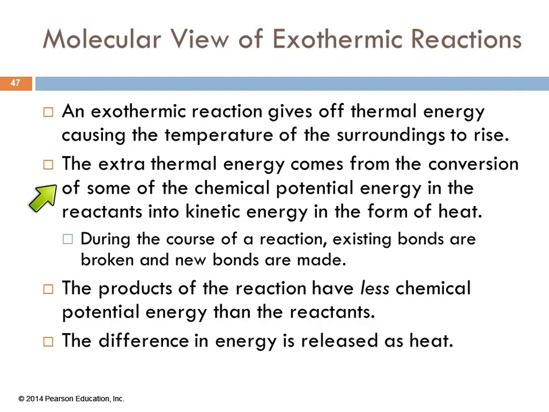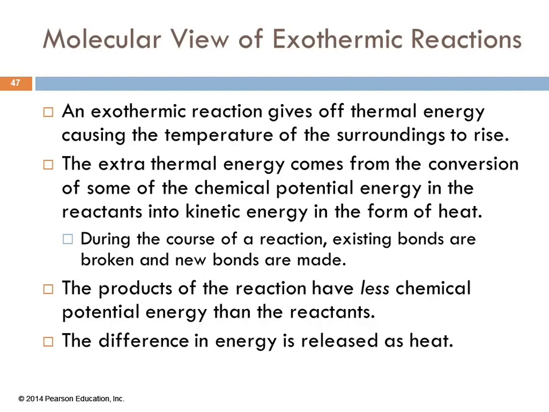Well, the extra thermal energy is coming from the conversion of some of the chemical potential energy in the reactants into kinetic energy in the form of heat. So we've got, in a reaction, bonds being broken and new bonds being formed. If the bonds that are broken require less energy to break than the bonds being formed give off, we've got an excess of energy.